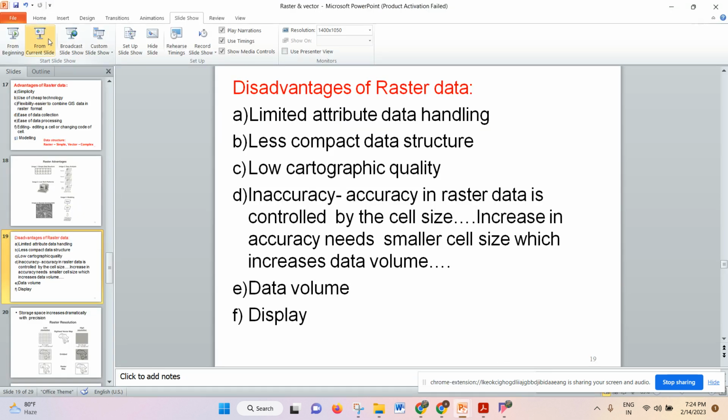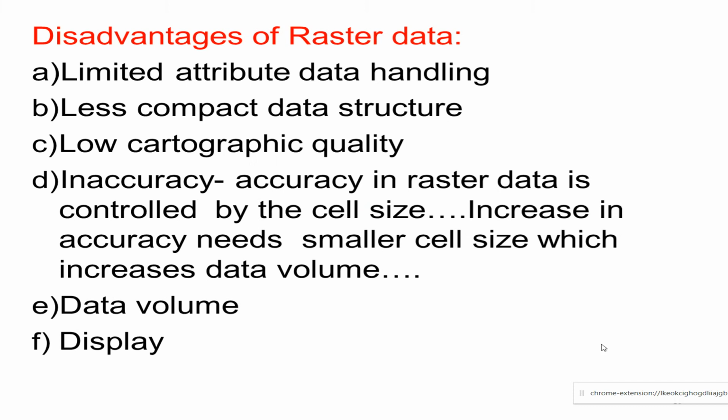So that is low cartographic quality, meaning low image quality. How good a resolution you have determines whether you'll be able to see the detailed map in a proper manner. So it depends upon the quality of your sensor and the distance from which data has been taken, like 30 meter, 90 meter, 5 meter. That will show how much detail it is covering in that image. Inaccuracy is also associated with raster data structures or models, controlled by cell size. Increase in accuracy needs smaller cell size. If we have a smaller cell size, accuracy will increase.